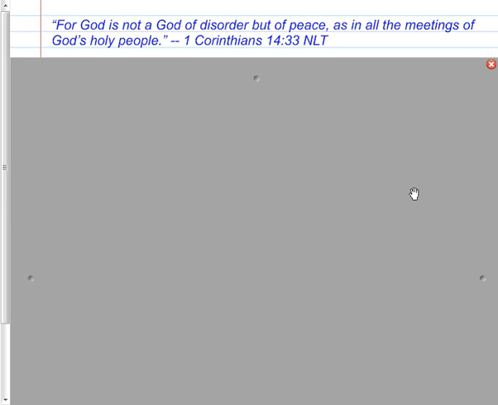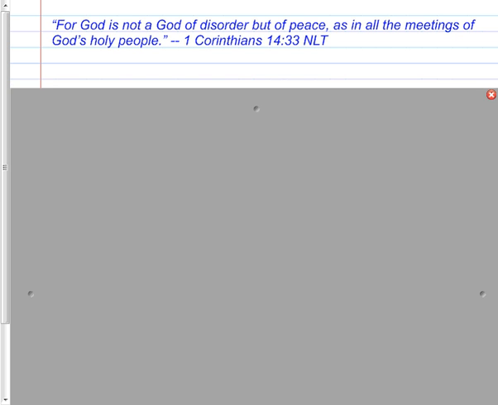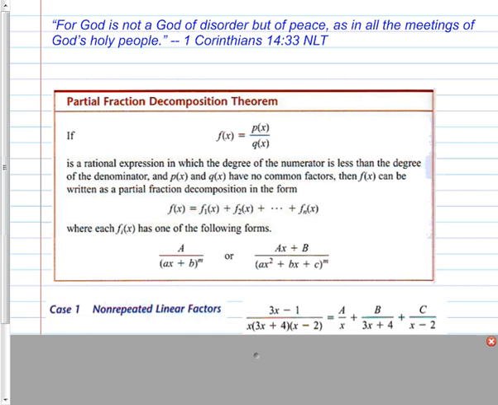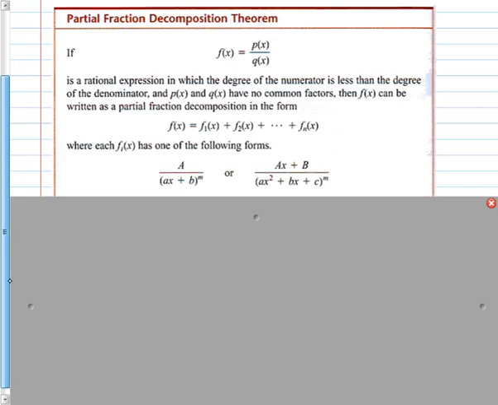Section 4, partial fraction decomposition theorem. Here's what we're doing today. We are going to look at a polynomial fraction, or a rational expression it is called, and separate it into fractions that could be added together to make that original fraction.